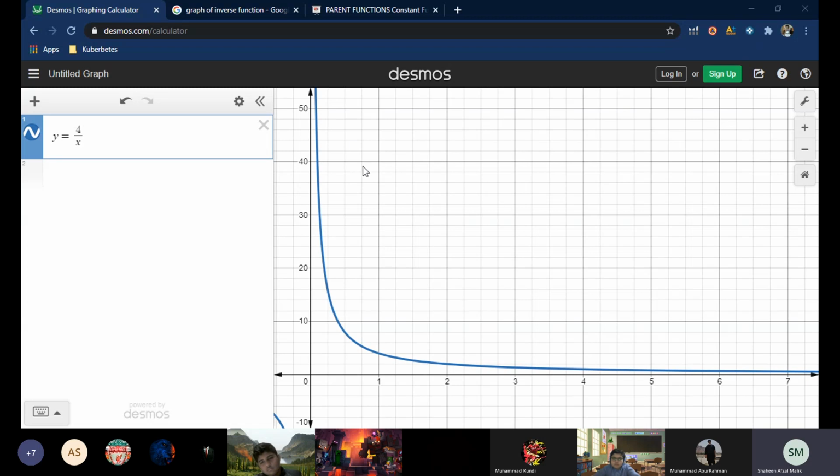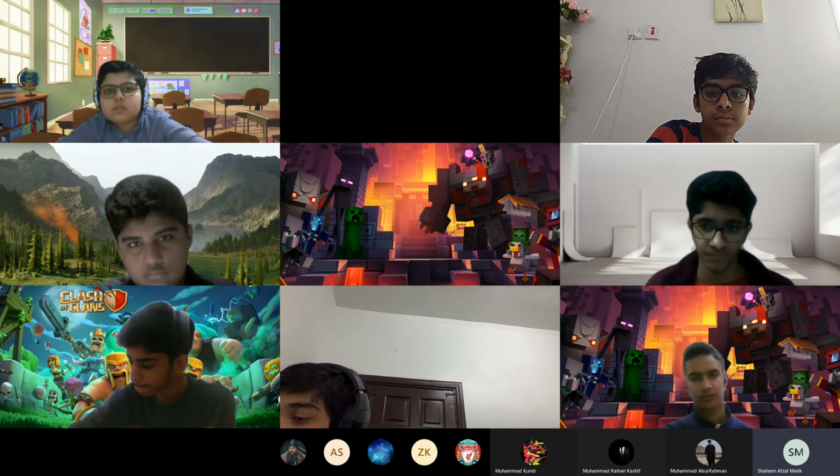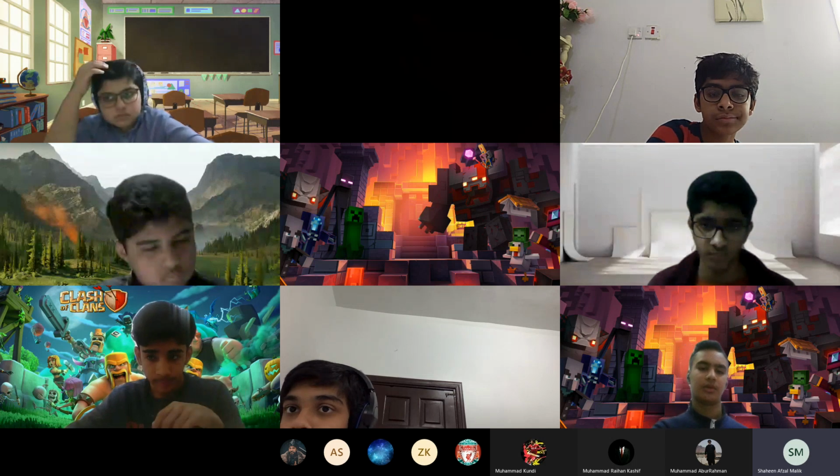Did you get exactly the same shape of graph for this equation, 4 by x? Yes, ma'am. Okay, very good. So we get the values for x and y. Boys, next, I'm going to share again if someone wants to copy the one which we are solving.